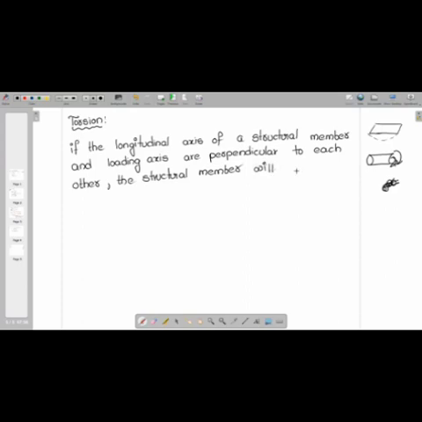Are you getting or not? If the longitudinal axis of the structure and the loading axis are perpendicular to each other, the structural member will be subjected to twisting. And immediately Rohit will ask me, sir, can you show me an example where we can find this twisting?